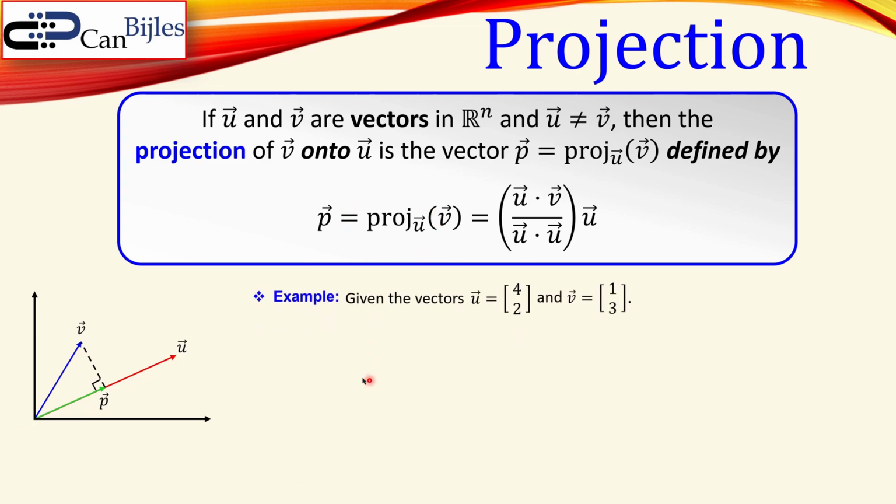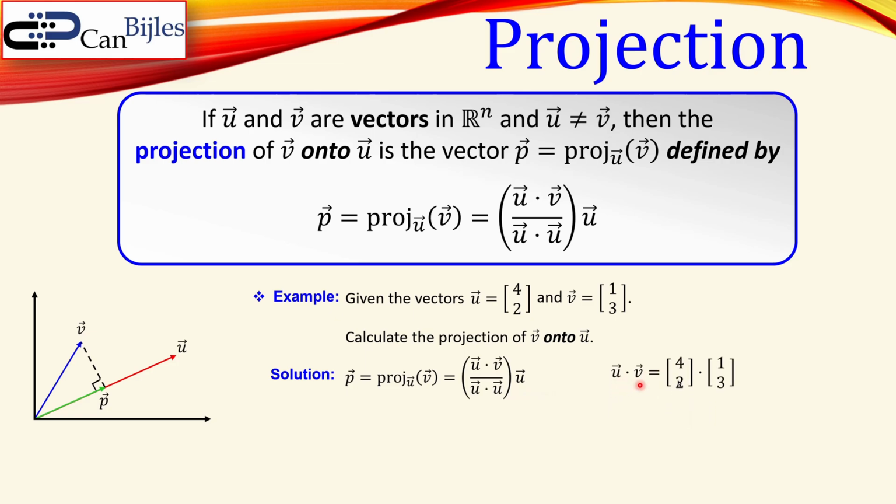Let's give a numerical example. Let's say we have two vectors u and v, which are given by (4, 2) and (1, 3). So a two-dimensional problem. We will calculate the projection of the vector v onto the vector u. We will use in our solution this definition. So in order to go from the vector v onto the vector u, you use the vector u with the dot product with the vector v. So that is actually shown here. So you do (4, 2) and (1, 3). Now the dot product operation goes like 4 times 1 plus 2 times 3. And that will add up to 10 because this is 4 and this is 6.